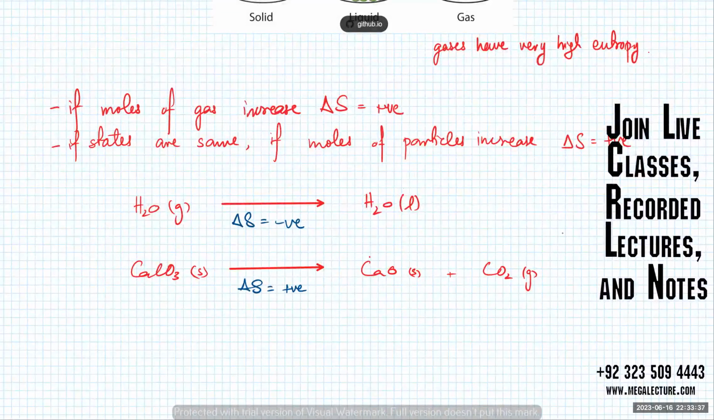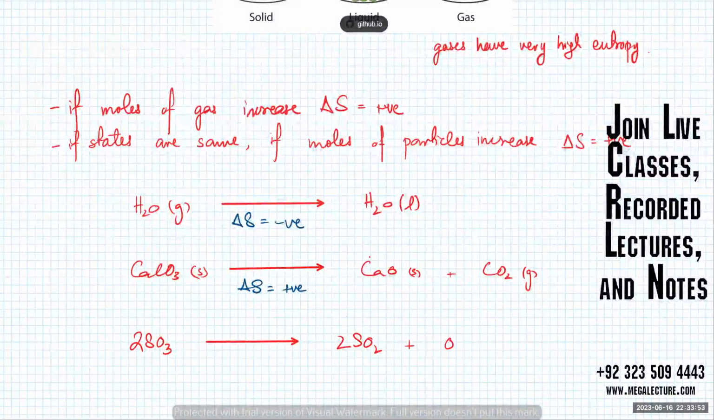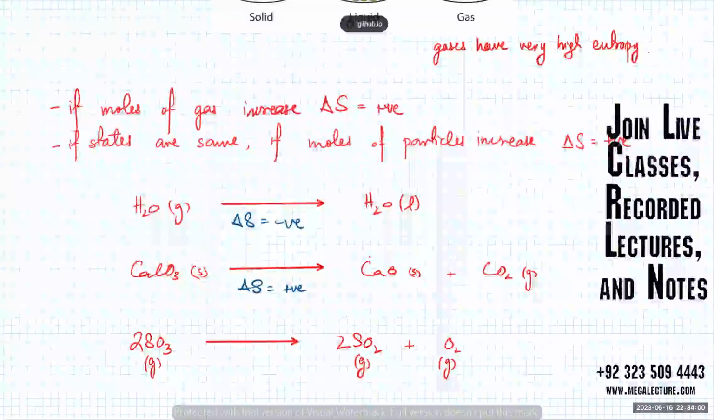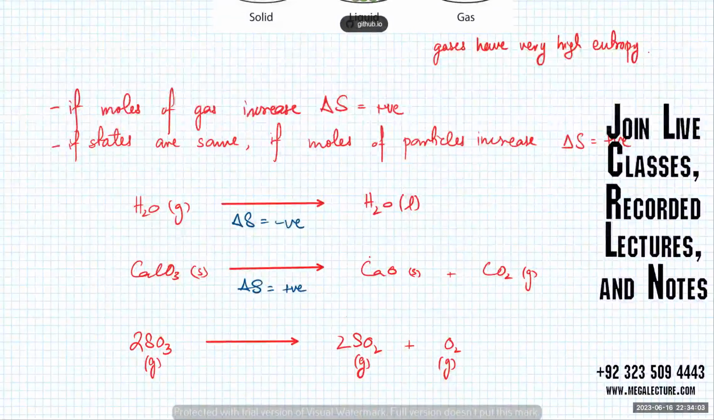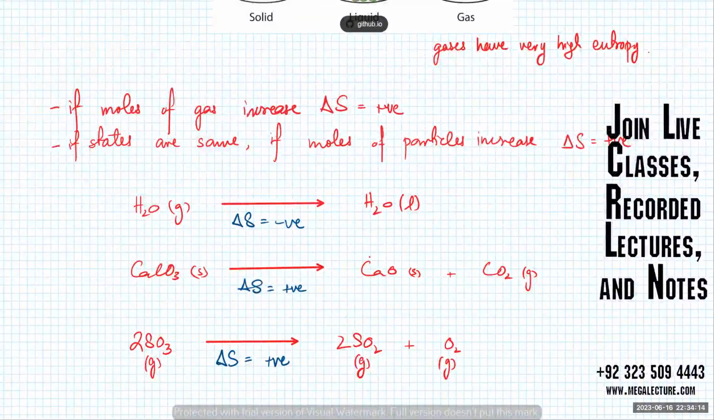So if I have, let's say, 2SO3 and it decomposes and forms 2SO2 plus O2, and they're all gases, what's delta S in this case? Positive. Okay, there's a gain of disorder.